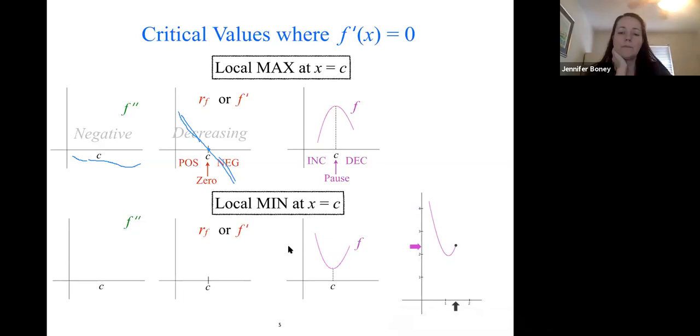So I've got y values decreasing, then pausing, and then increasing, which means that the derivative values are negative, then 0, and then positive.